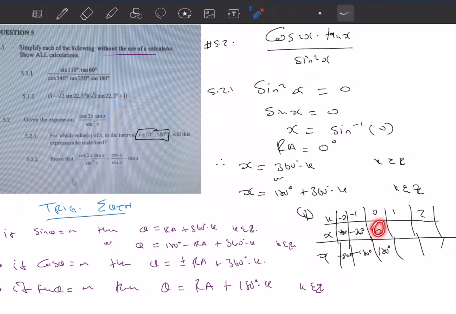So our answers are 0 and 180. Those are the answers. So x is equal to 0 and 180 degrees. So x is equal to 0 degrees, or x is equal to 180 degrees.